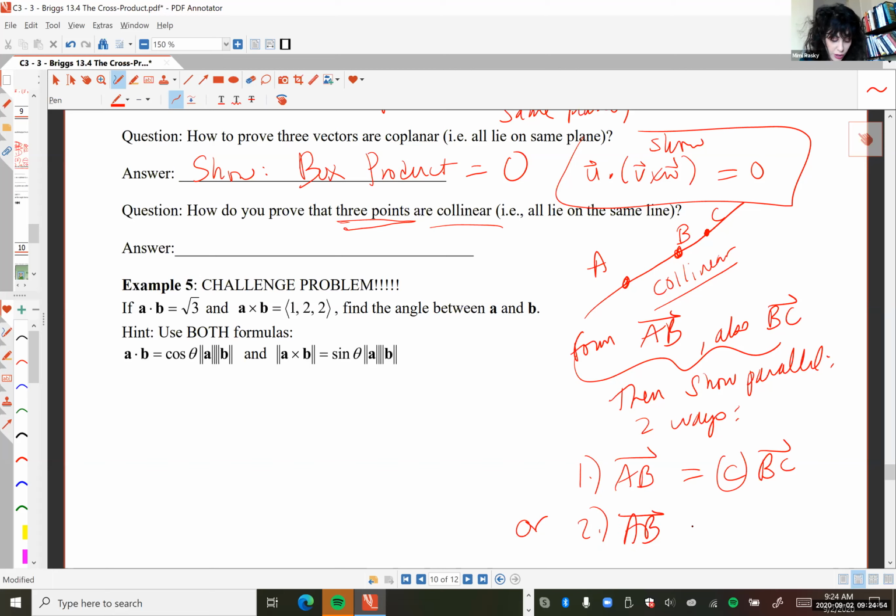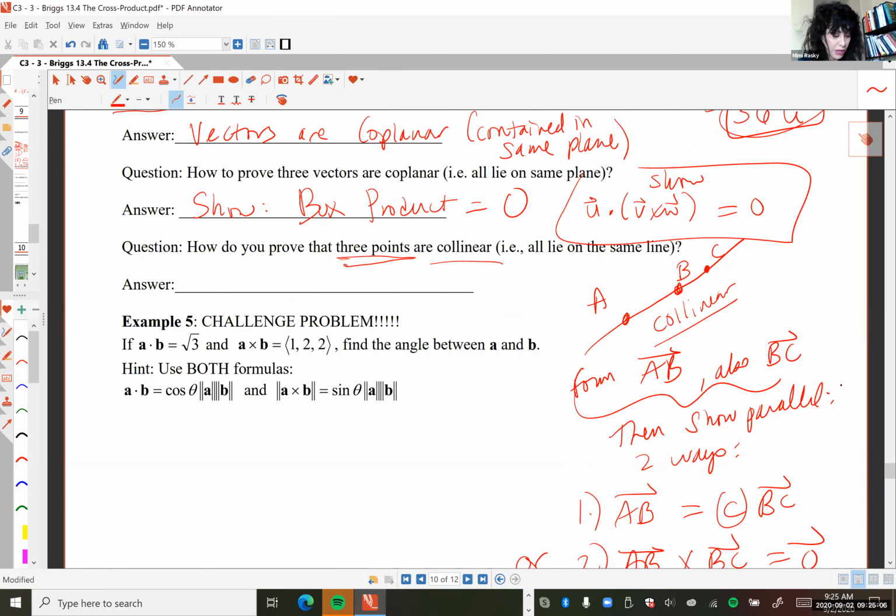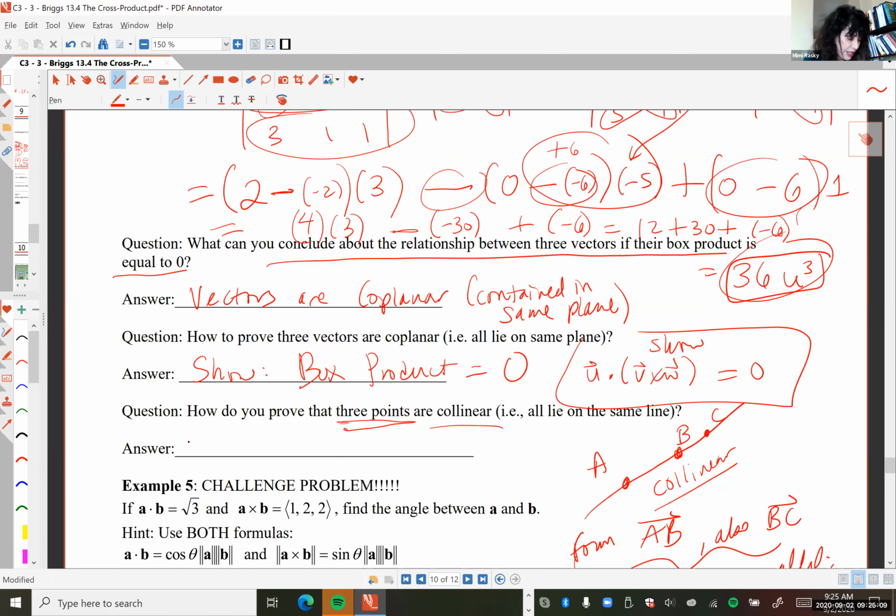Do you recall that if you take the cross product of 2 vectors and you get the 0 vector, that means those 2 vectors are parallel? That's another cool, quickie way to show that 2 vectors are parallel. So basically what I'm saying here is AB cross BC equals the 0 vector. Or you could do what I just wrote down there, with AB and AC. You could show AB cross AC equals 0. Same thing. Perfect. Either way.